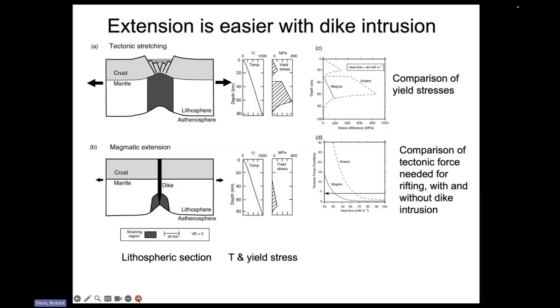All right, so extension is easier with dike intrusion. Here we're comparing the yield stress. Yield stress is associated with just stretching, or with magma emplacement. This is clearly a stronger lithosphere than this one. Just to give you another view of that.